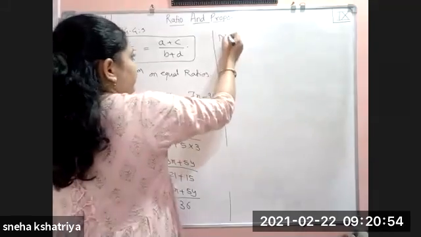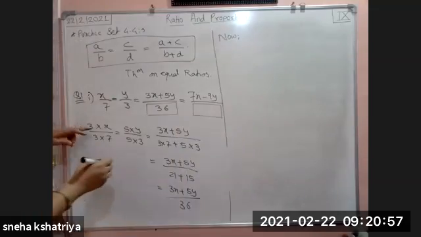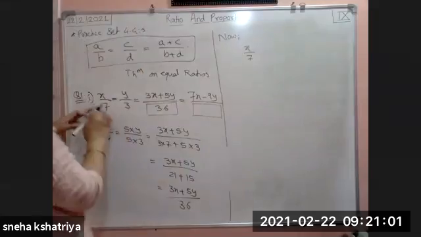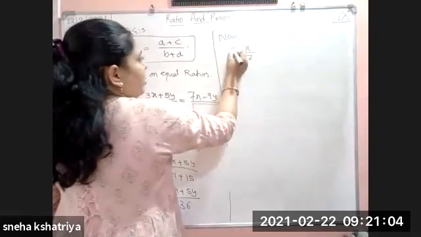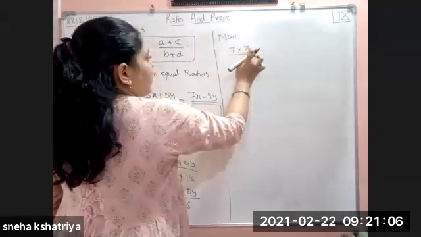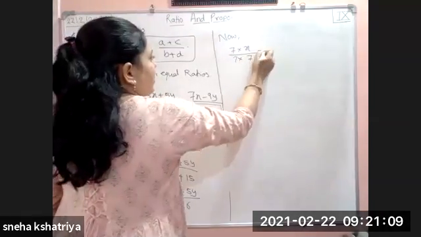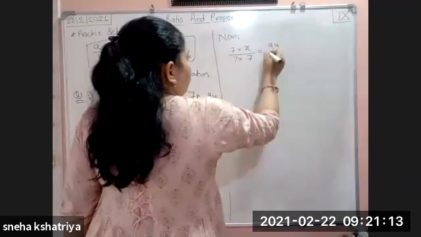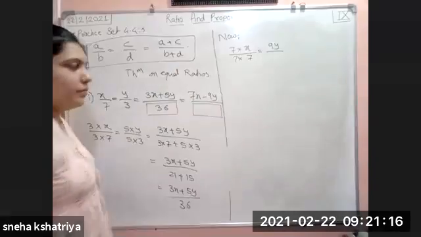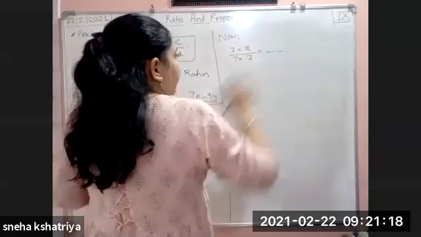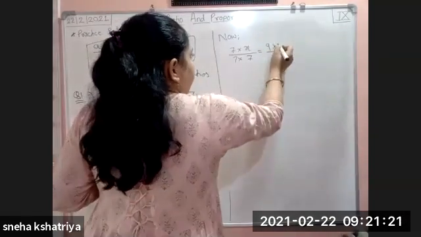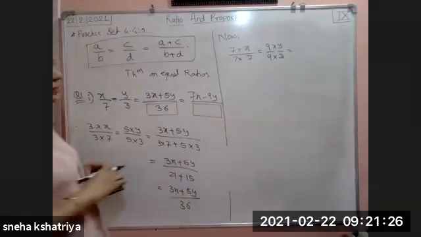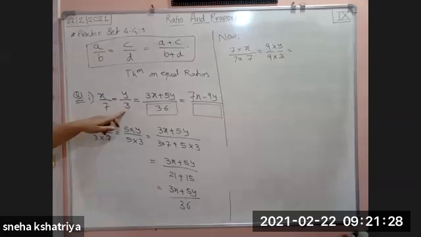Now, for the next one. So x upon 7. Multiply x by 7. So here 7 into x divided by 7 into 7, which is equal to 9y upon 3. So 9 into y, 9 into 3.